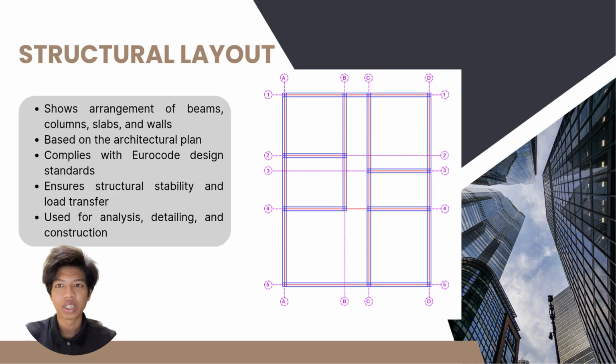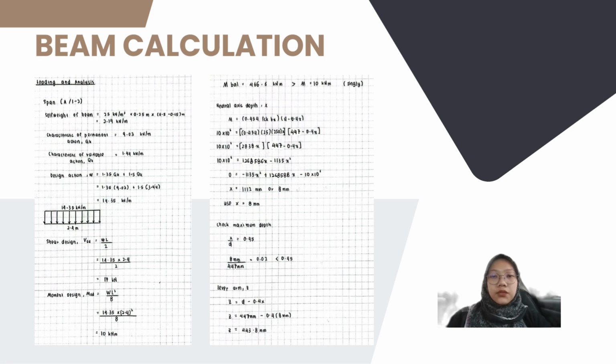This is our structural layout. It shows the arrangement of beams, columns, slabs, and walls based on the architectural plan, complying with the area code and design standard, to ensure structural stability and used for analysis, detailing, and construction. So first we need to do the beam calculation. Beam calculation needs to be done for all spans. So for this one, we calculate the loading and analysis for span A/1-2.